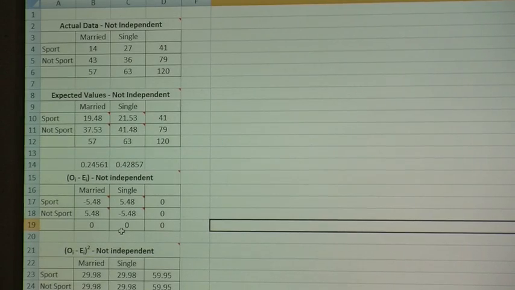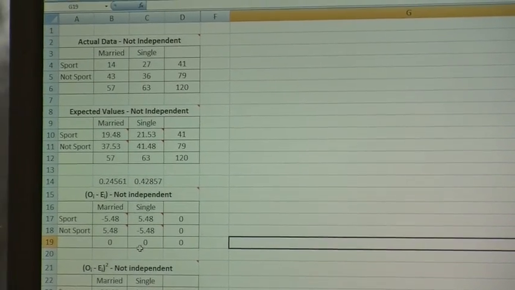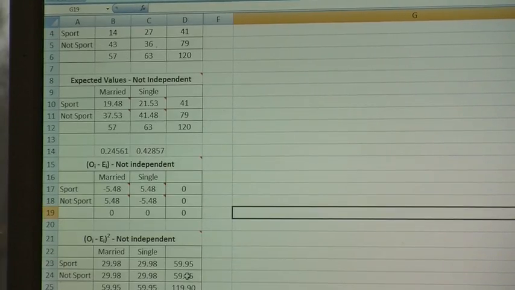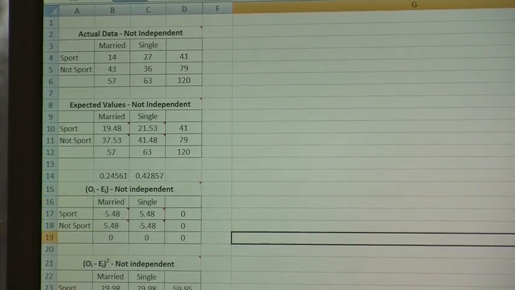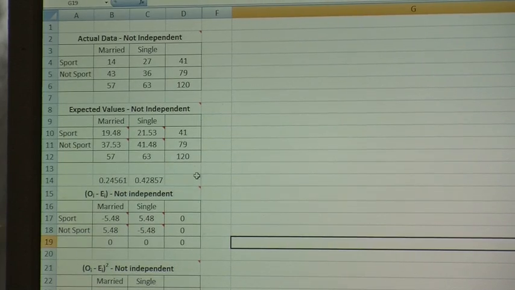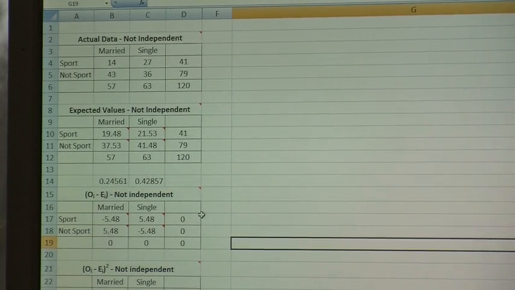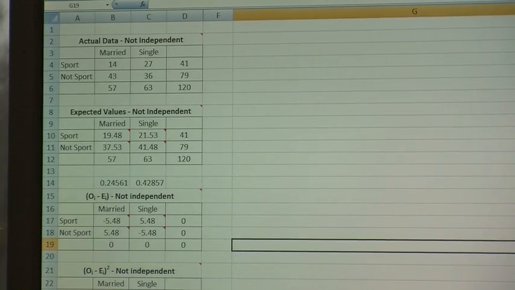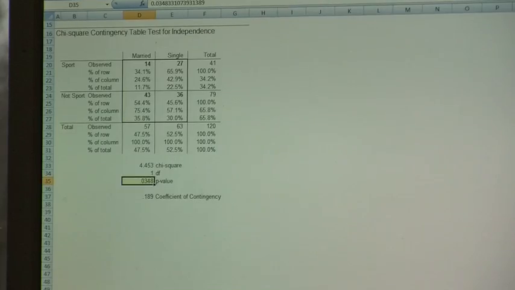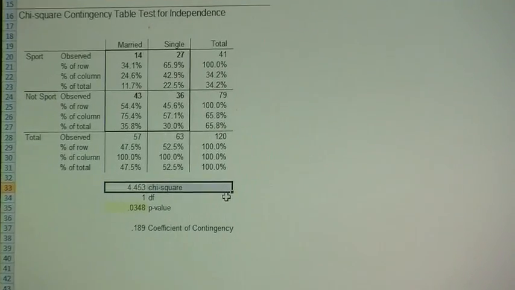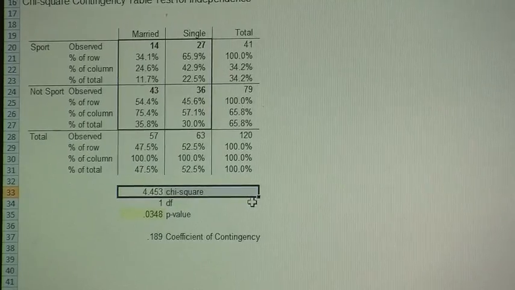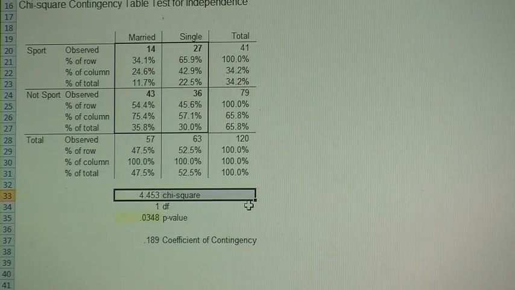Okay, in this mini lecture, I'm going to work through the calculation of the chi-square test of independence. And this is a set of tables that we work with in class one day. Let me take you back to the output just for a second and remind you that the computer gives us the chi-square value. In this instance here, it was 4.453, okay?